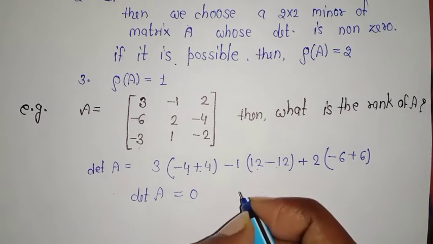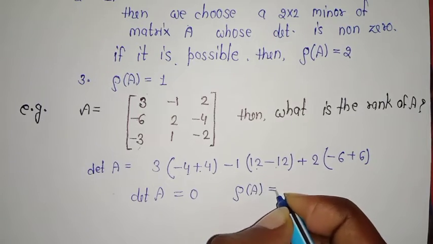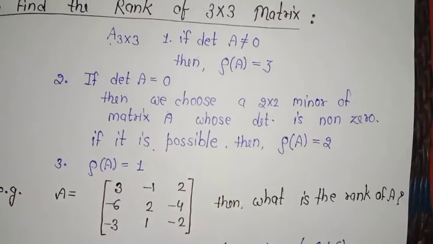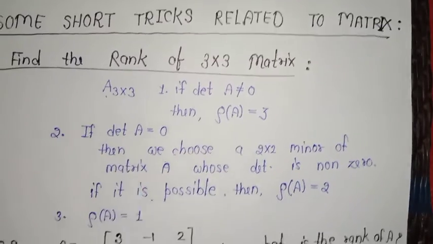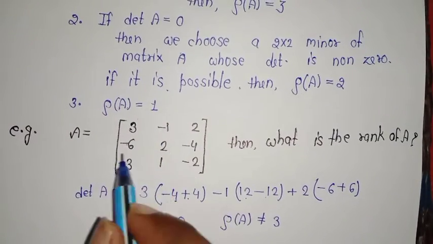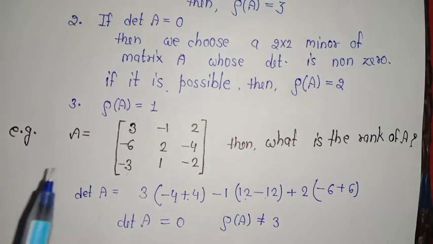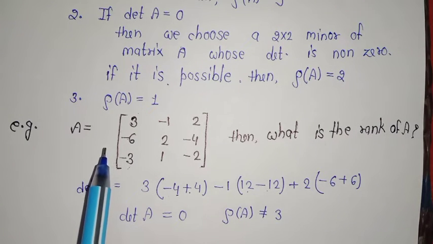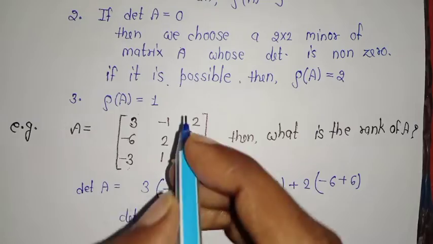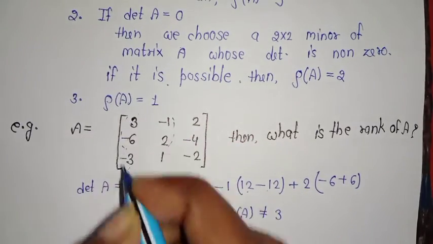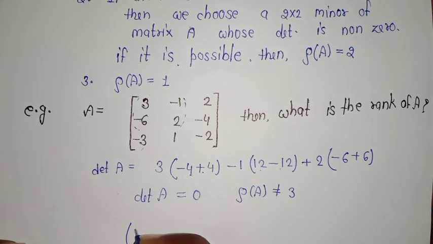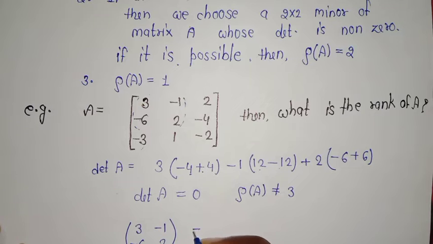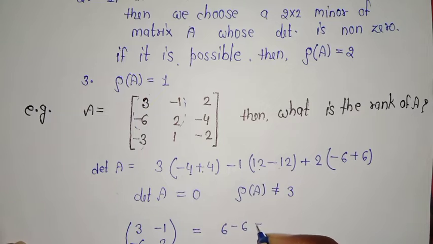So rank of A cannot be equal to 3. Since our determinant is equal to 0, rank of A cannot be 3. Now we will try to find any 2 cross 2 minor of this matrix such that its determinant becomes non-zero. If we are able to find that type of minor, then the rank of the matrix becomes 2. So if we take the first minor, this becomes 3, minus 1, minus 6, 2. And if we try to find the determinant of this 2 cross 2 minor, this gives me 6 minus 6. Again I am getting 0.